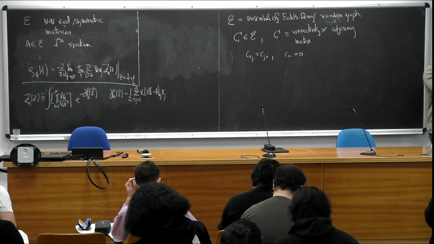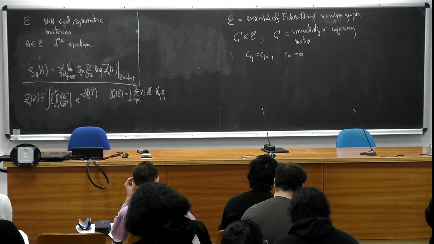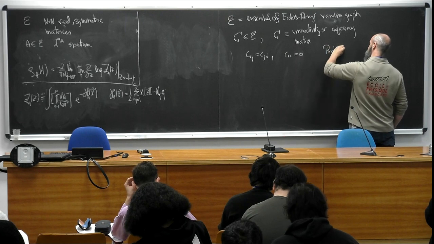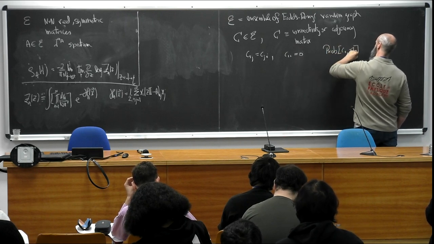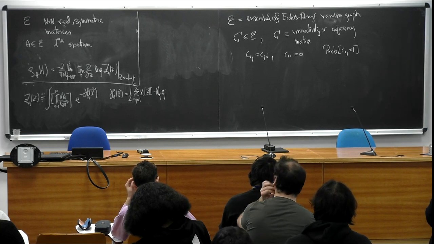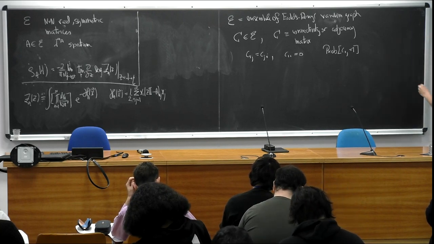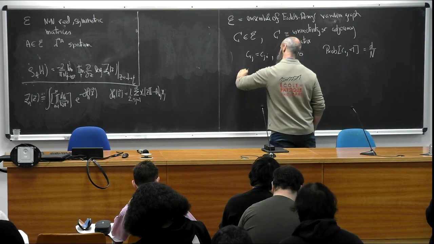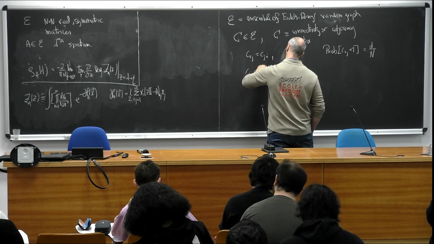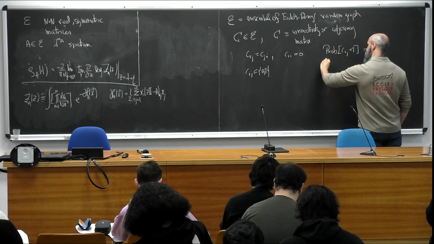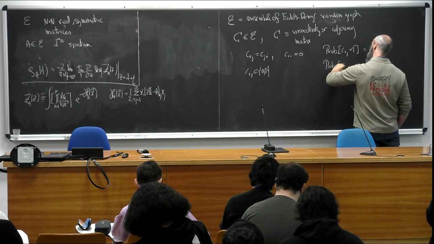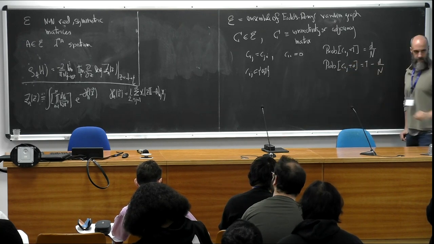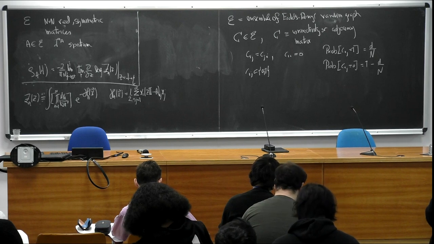And the probabilistic rule is the following. The probability that C_ij is equal to 1, that means that I take two nodes i and j, and they are connected by a link, is equal to d divided by n. Sorry, the values that this takes are 0, 1. And therefore, the probability that C_ij is equal to 0 is 1 minus d divided by n, right? Good?